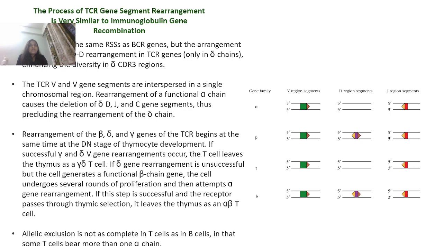However, in case of allelic exclusion, as I already told, in case of B cell, only one allele can produce one heavy chain and light chain, and another allele won't produce another heavy chain and light chain. Here, allelic exclusion is not complete in T cell as in B cells.